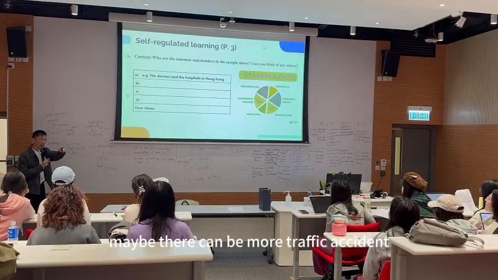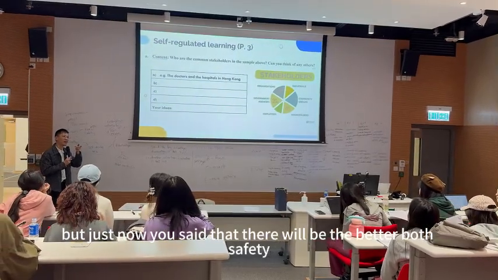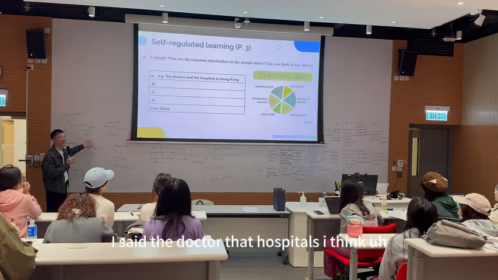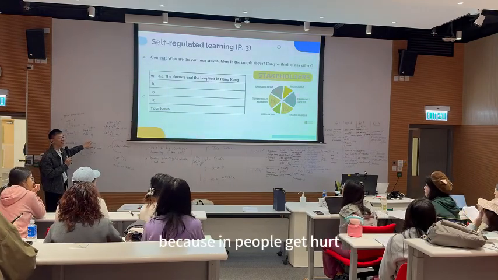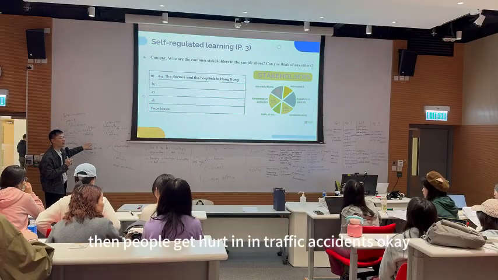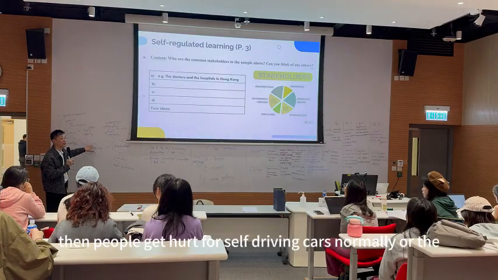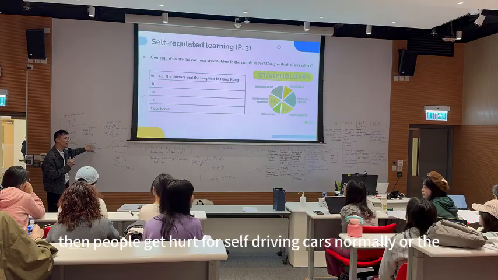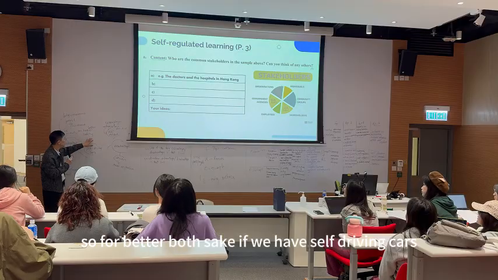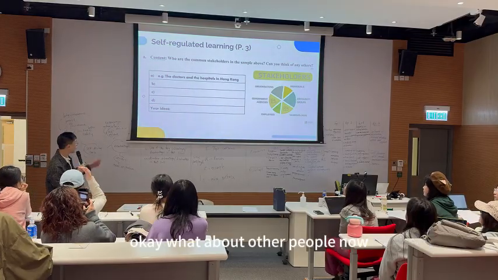Maybe there can be more traffic accidents. But just now you said that there will be better road safety. I said the doctors and hospitals, I think, because people get hurt in traffic accidents. Okay, people will get hurt in traffic accidents, normally with normal cars. So for better road safety, if we have self-driving cars, it may be good for doctors and hospitals in Hong Kong. Okay, what about other people?